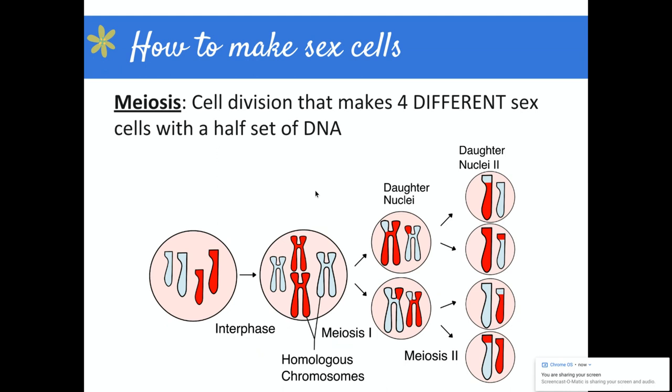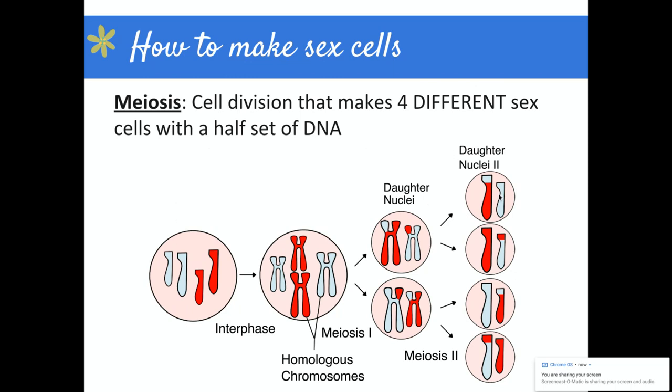Sex cells are special. They have to have a half set of DNA. Your body is making body cells all the time, but it's making identical body cells with mitosis. Meiosis is another kind of cell division. This cell division makes 4 different sex cells, and each have a half set of DNA.